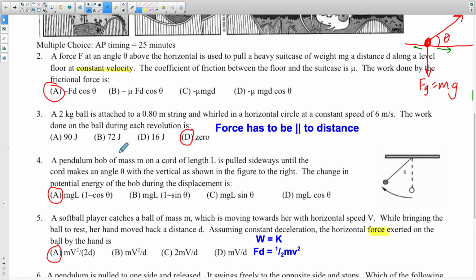Number 3, the force has to be parallel to the distance. So if the force is moving this way and it's moving the object in that direction, then you're good. But in this case, it's going in a circle, and that is not parallel to the distance. So it's just 0. It's not parallel.